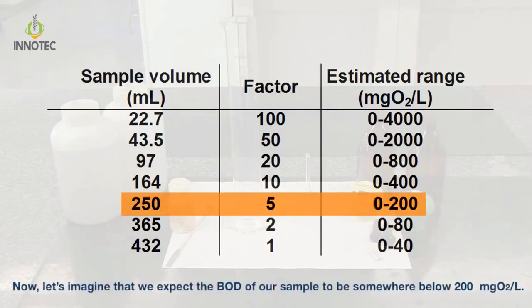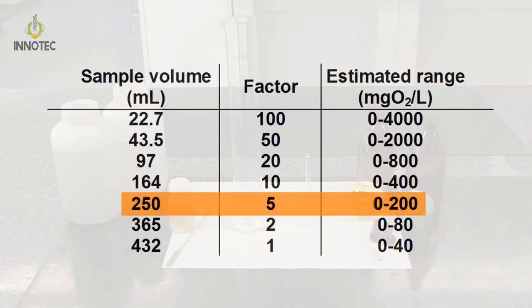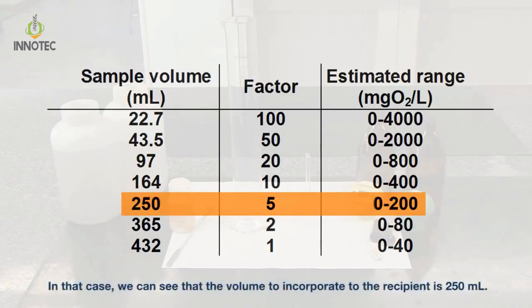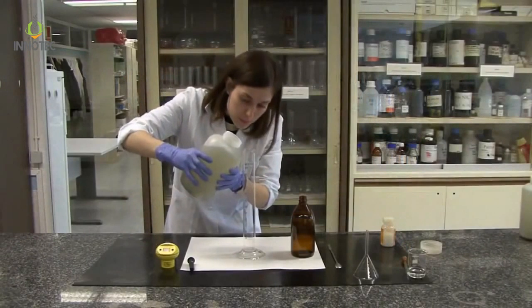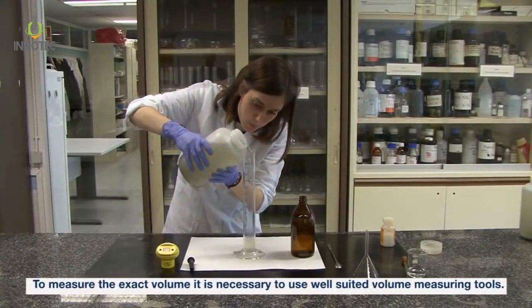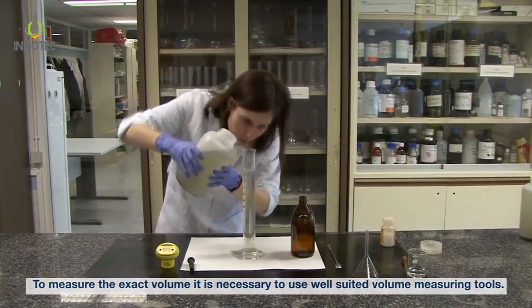Now, let's imagine that we expect the BOD of our sample to be somewhere below 200 milligrams of oxygen per liter. In that case, we can see that the volume to incorporate to the recipient is 250 milliliters. To measure the exact volume, it is necessary to use well-suited volume measuring tools.